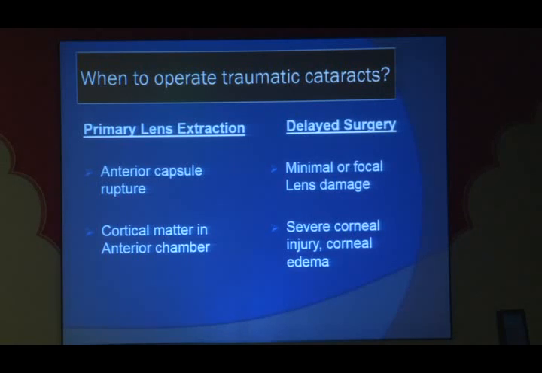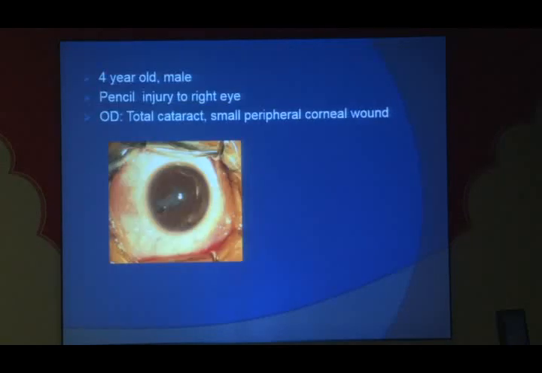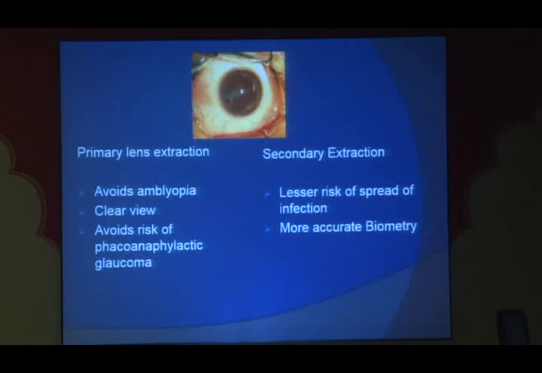This was a 4-year-old boy who presented to us with a pencil injury to the right eye. On presentation, he had a corneal wound with a total cataract, and the wound was quite peripheral. There was no anterior capsule damage. The advantages of primary lens extraction in this case would be that it would avoid amblyopia at this age. It would provide a clear view of the fundus and help in post-op assessment, and also it avoids the risk of phacoanaphylactic glaucoma at a later stage.